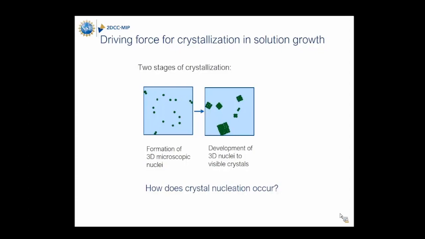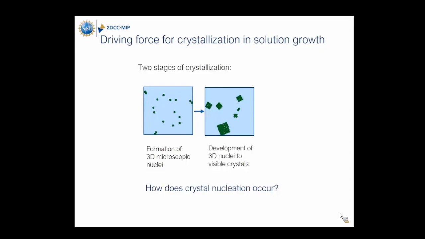Of course, first you need to prepare a solution. To prepare a solution, you need to dissolve the compound in a solvent, so you need to find an appropriate solvent to dissolve the desired compound, the polycrystalline material. And then nucleation happens in the solution. This can be done by several approaches, which I will discuss in a few minutes.